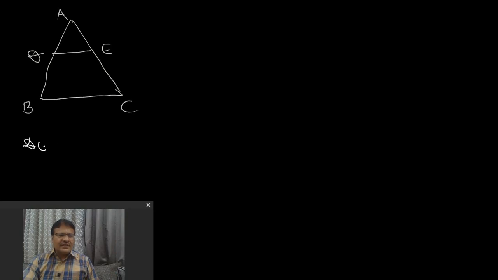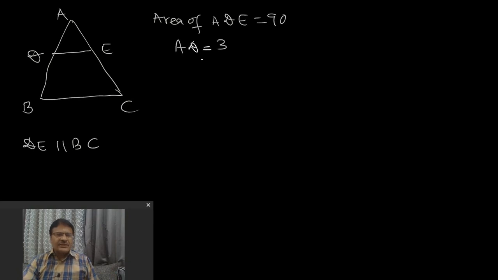So see this triangle, suppose this is a triangle, and in this triangle it is given that this line is parallel to this line. This triangle is A, B and C, and this is D and this is E. So it is given to you that this DE line is parallel to BC. Now one more thing is given to you: the area of ADE equal to 90, and AD is given to you as 3, and AB again is given to you, that is 9. Is that clear?